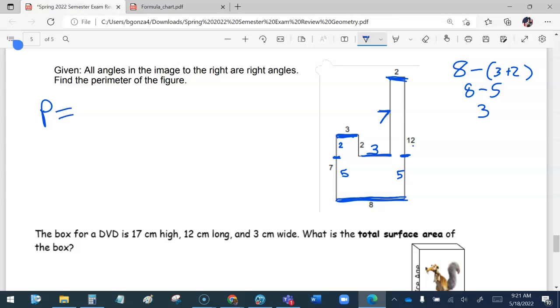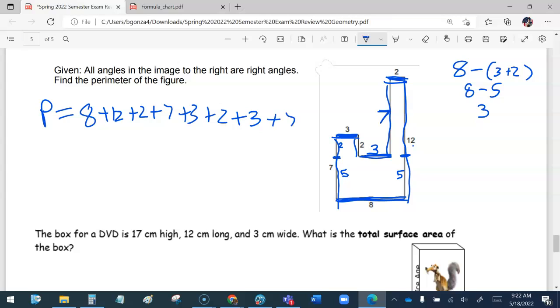So I'm going to start at the bottom. 8 plus 12 plus 2 plus 7 plus 3 plus 2 plus 3 plus 7. Because there are 1, 2, 3, 4, 5, 6, 7, 8 sides. 1, 2, 3, 4, 5, 6, 7, 8 numbers. Okay. I get 44 units.